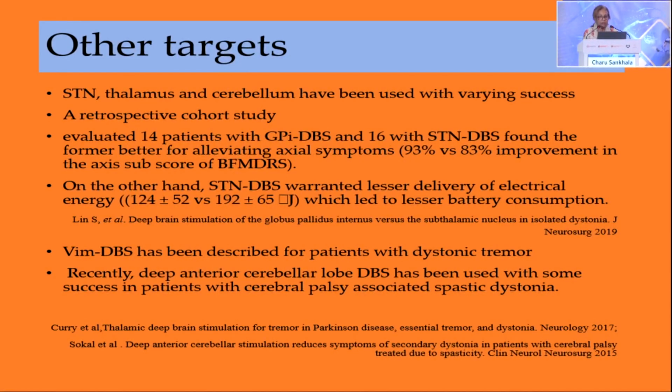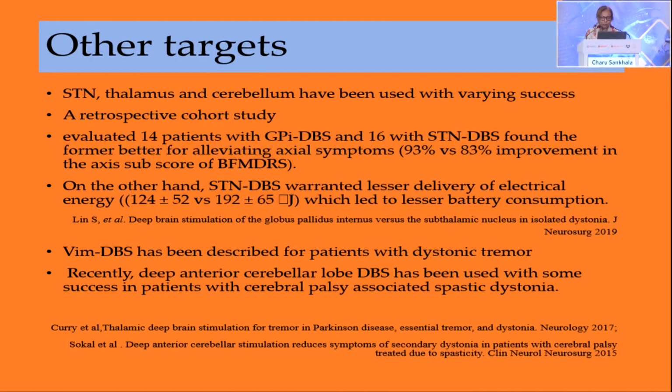What about the studies evaluating 14 patients with GPi DBS and 16 patients with STN DBS? There is always a debate between Rupam and me about whether we should do GPi for the dystonia or should we do the STN for the dystonia. They found that GPi was much better in alleviating actual symptoms, 93 versus 83% in the BFMDRS. On the other hand, STN uses less battery, so replacement of the battery was less. But now with the newer batteries, which are lifelong, we don't have to worry about the battery consumption.